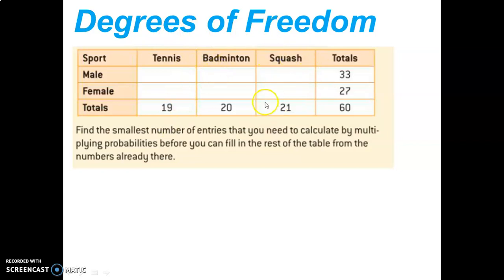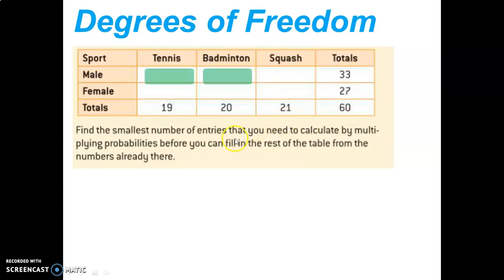That's important to remember. Okay, so now let's talk about something called degrees of freedom. So we had that table again, we had our totals here. And the question is, when you were finding the expected values, did you need to find all 6 of these expected values by doing that probability times 60 calculation? Or could you have found a smaller number of these and then used the totals to help you fill in the rest? So what is the smallest number of these 6 spaces that you could have calculated and then been able to figure out the rest using the totals?